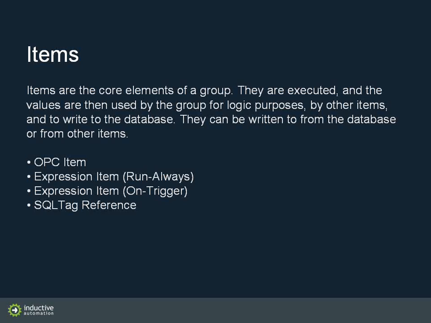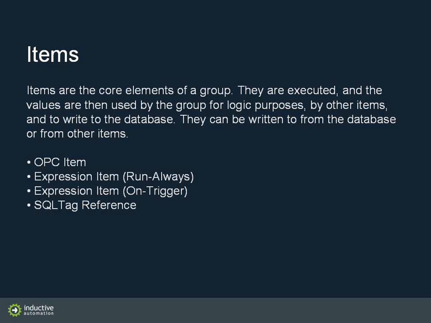So I talked a lot about items earlier, and all the different groups. I said items. Items, well, what are these? Items are the core elements of a group. They're executed, and the values are then used by the group for logic purposes, by other items, and to write to the database. They can be written to or from the database or from other items.